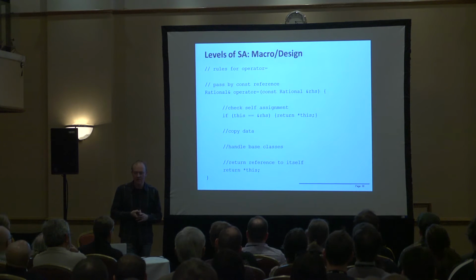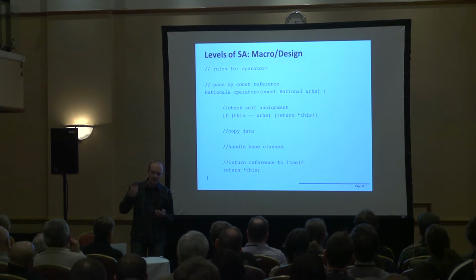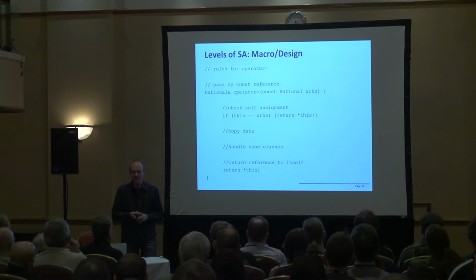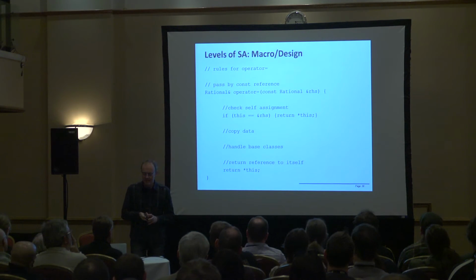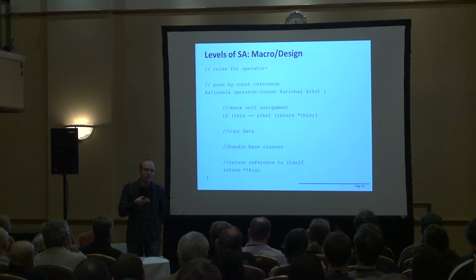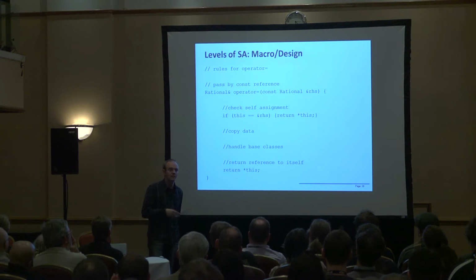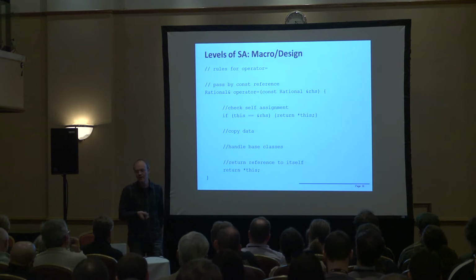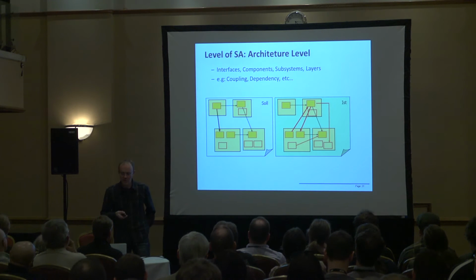How do I pass parameters? Do I pass by const reference or by value? Do you handle base classes? How do you copy the data? Do you check for self-assignment, etc., etc.? So this is just one example of what I call the macro or design level of static analysis. And if you look at the rules of, for example, Scott Meyers, lots of them are on this level, I think. Then there's a third level, which I call the architecture level.